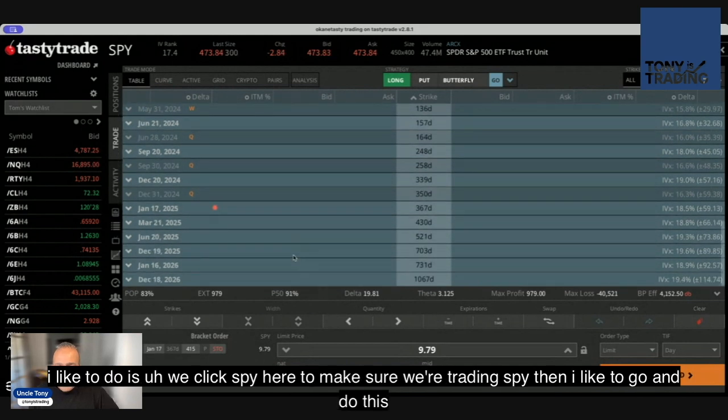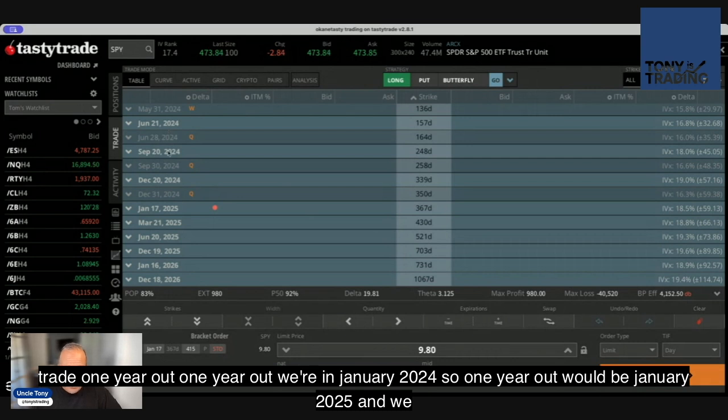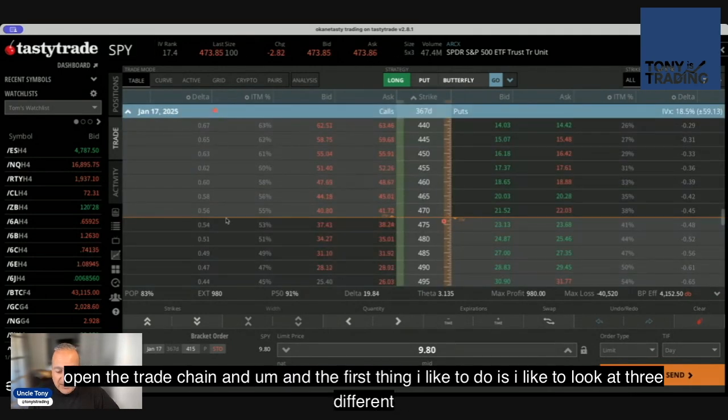Here we go. What I like to do is click SPY here to make sure we're trading SPY. Then I like to do this trade 1 year out. We're in January 2024, so 1 year out would be January 2025. And we open the trade chain.